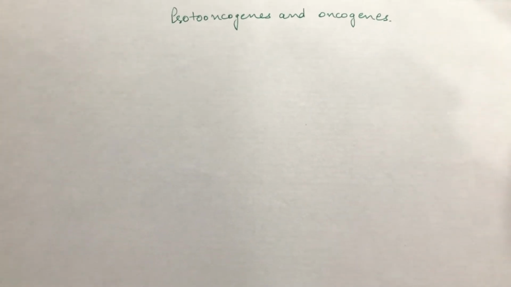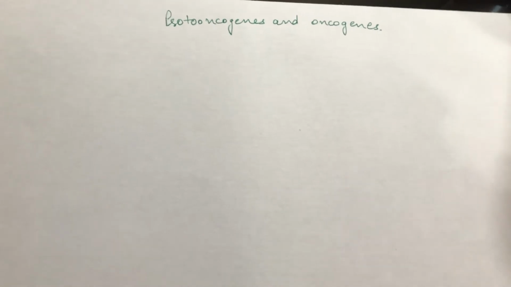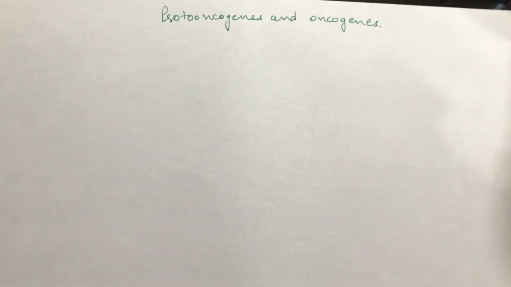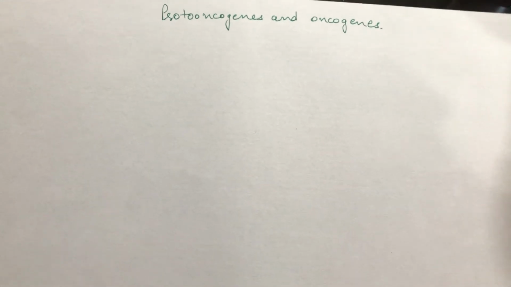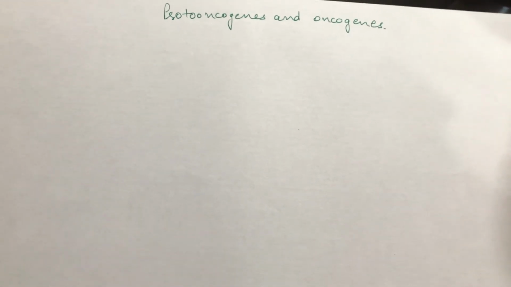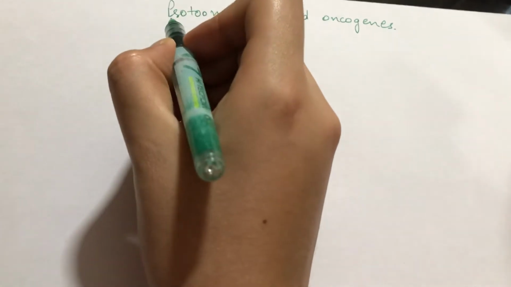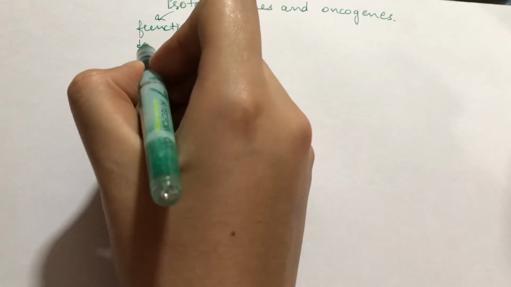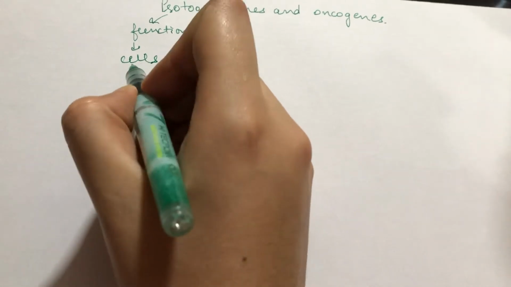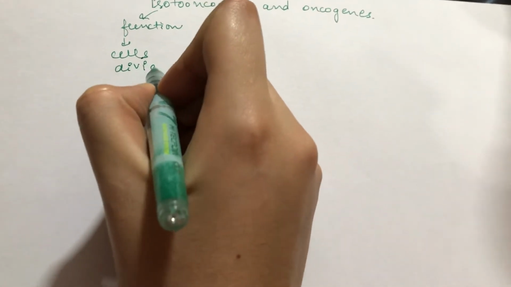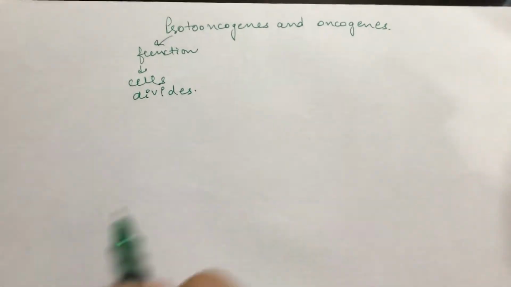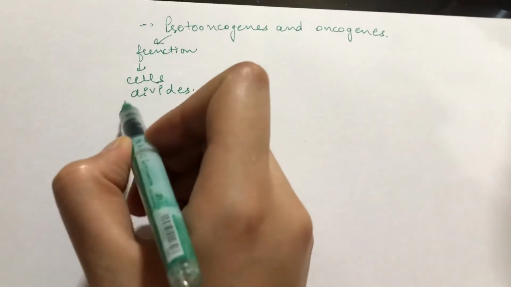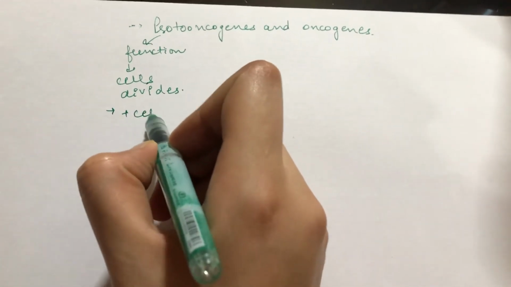So now what protooncogenes basically do is provide a signal so that the cell divides. So the protooncogenes basically function so that the cell divides. Okay, and after that they are also called positive cell regulators.